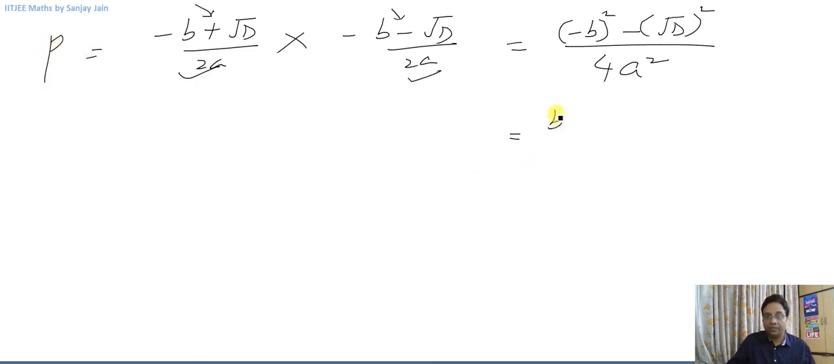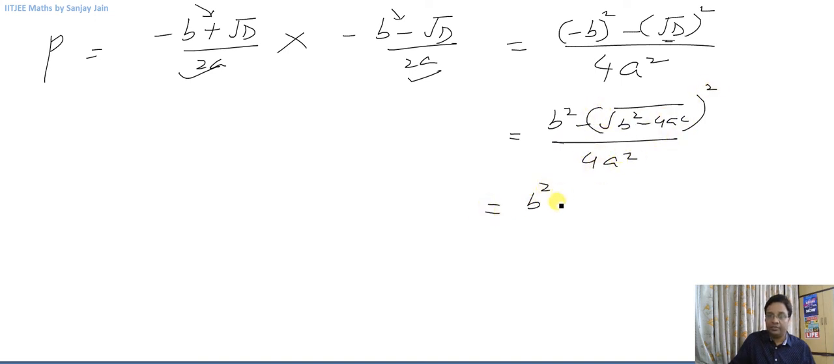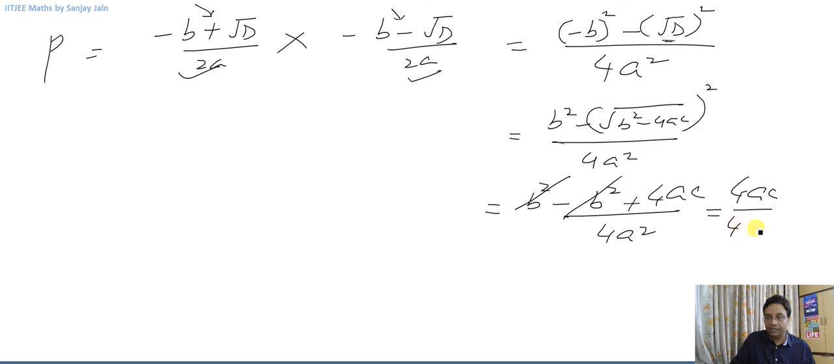So it will be equal to b square minus d, that is b square minus 4ac, whole divided by 4a square, and it can further be written as b square minus b square plus 4ac divided by 4a square. So b square will again get cancelled, and 4ac by 4a square is nothing but c by a, right? 4 will get cancelled and this a will cancel this, so c by a is the product of roots.